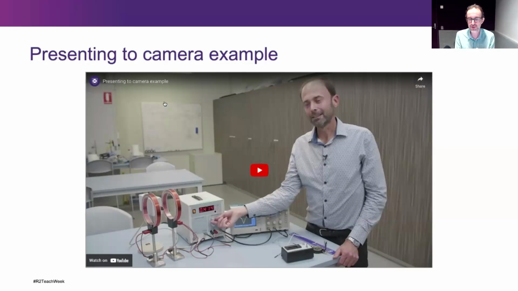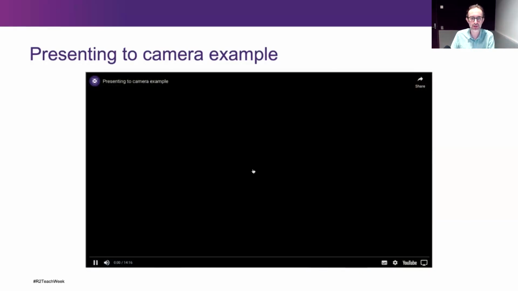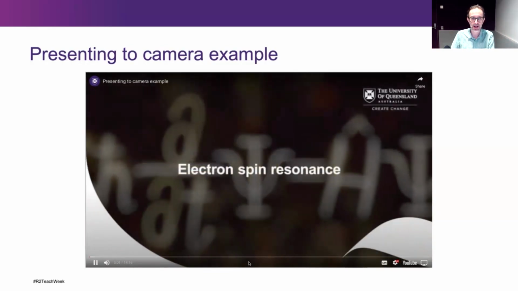Or if you have 2 phones recording at the same time, have one locked onto the person speaking and the other phone or camera onto the equipment closer up. So this is a nice example of presenting to camera, demonstrating a piece of equipment.